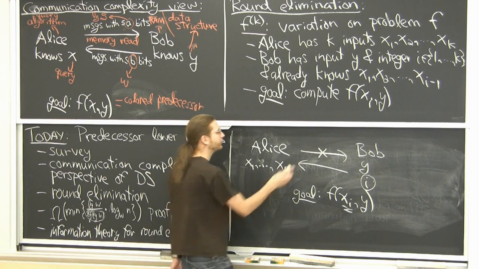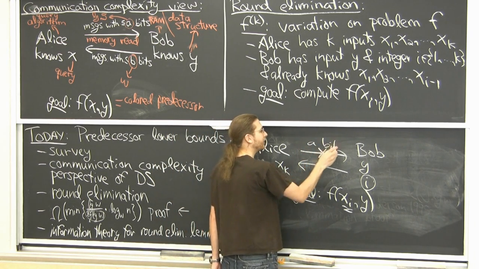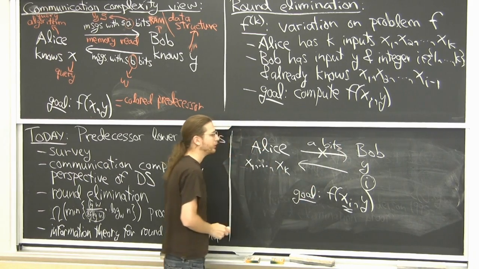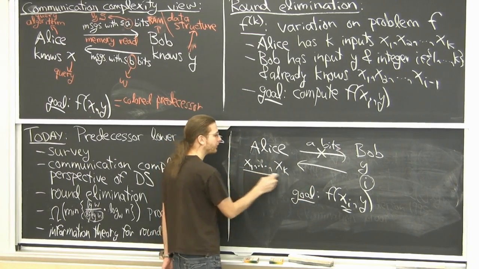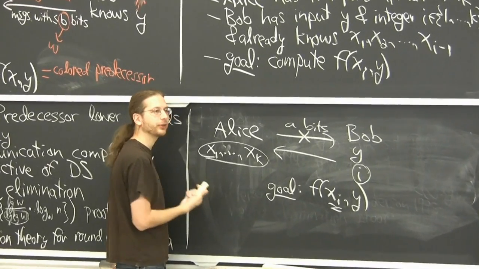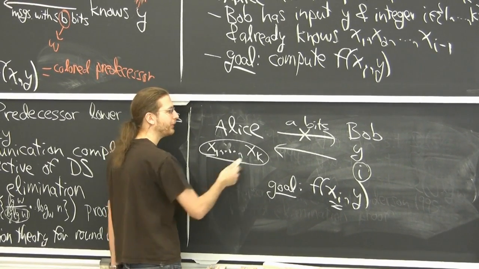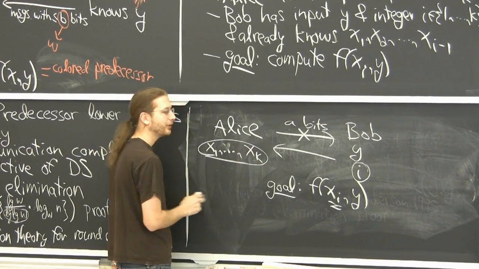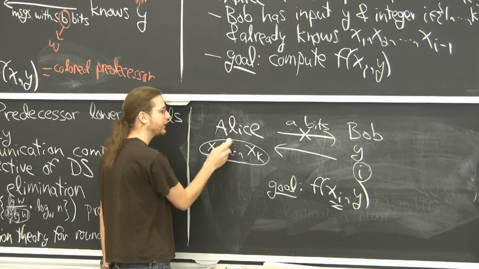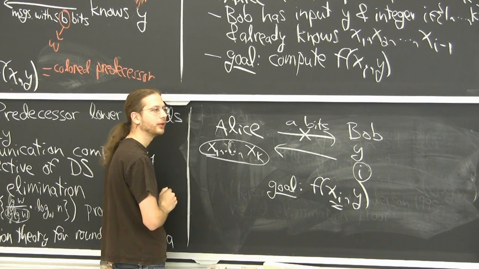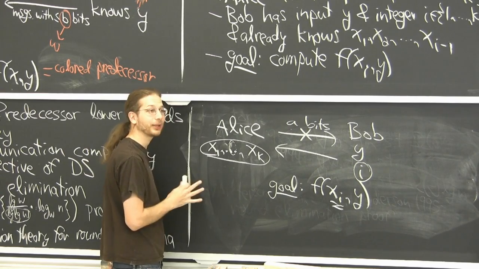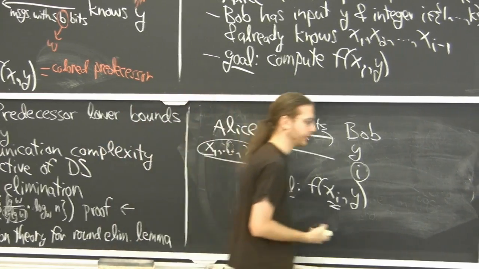But there's a limit, right? There's only a bits being sent from Alice to Bob. So the idea is if the total number of bits here is much bigger than a, then very few of the bits that you send are going to be about a particular element xi, in expectation. So this is a probabilistic thing.